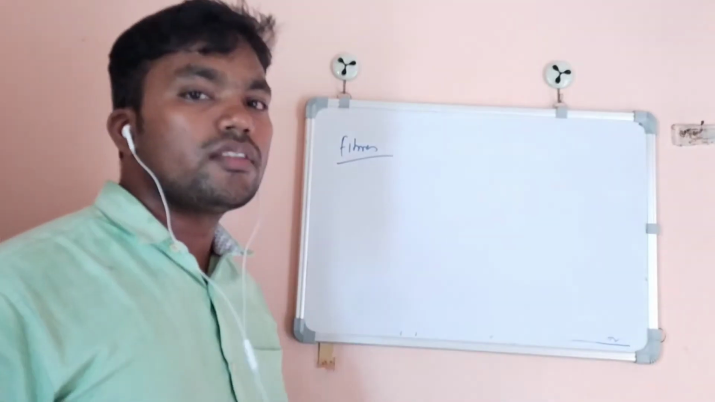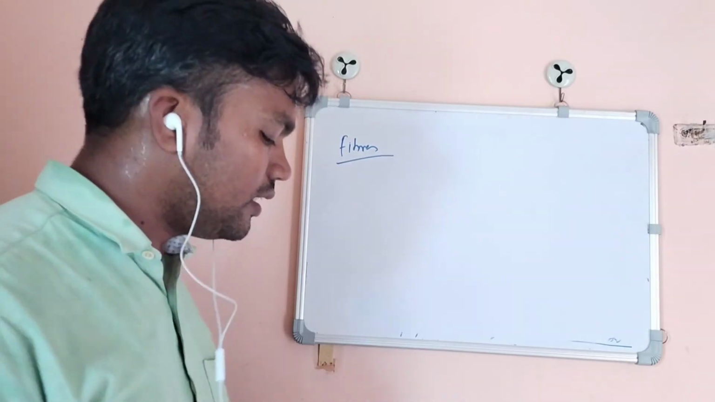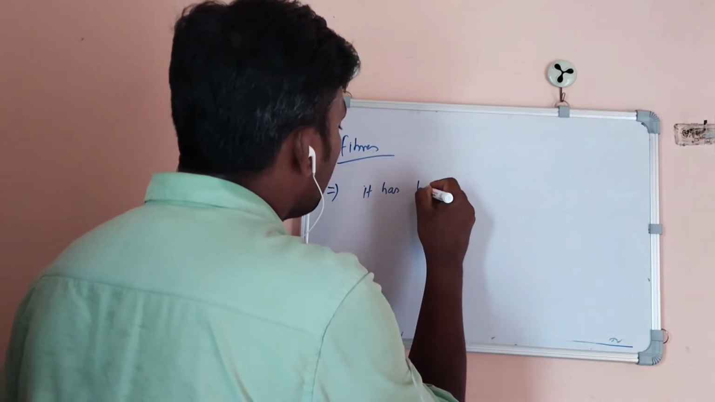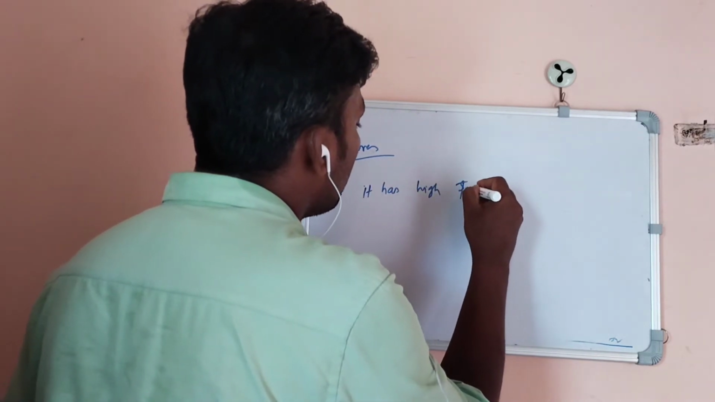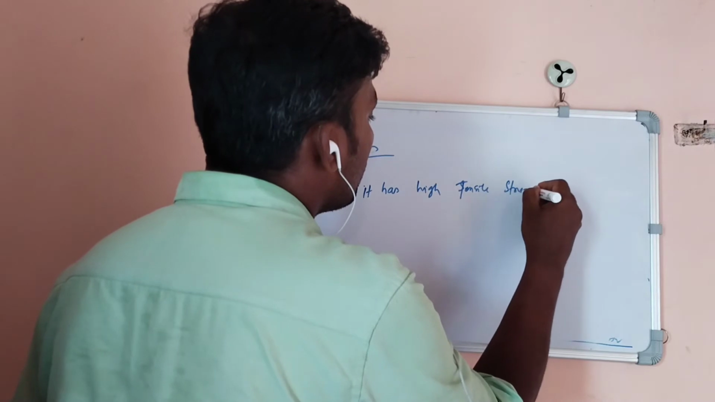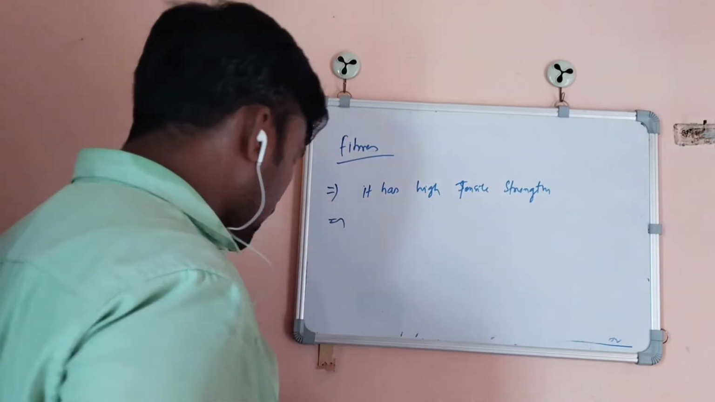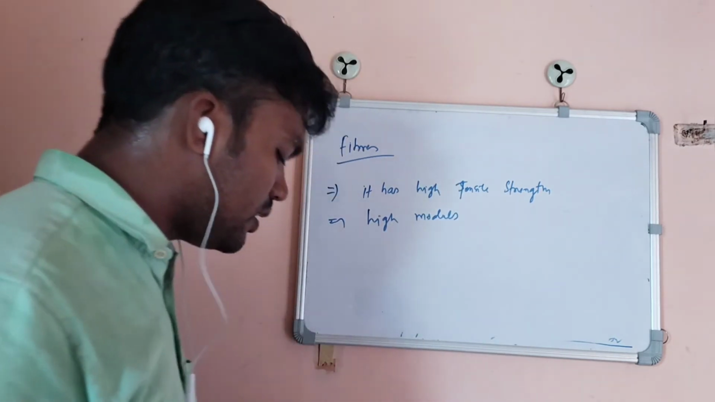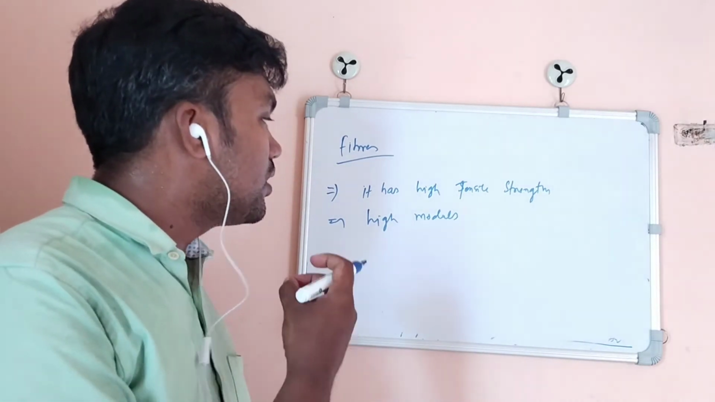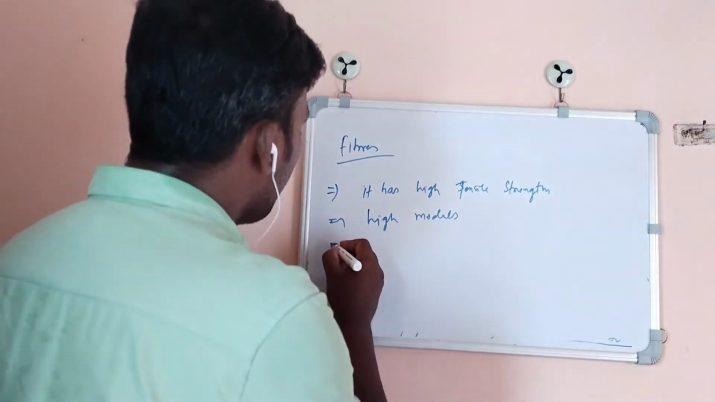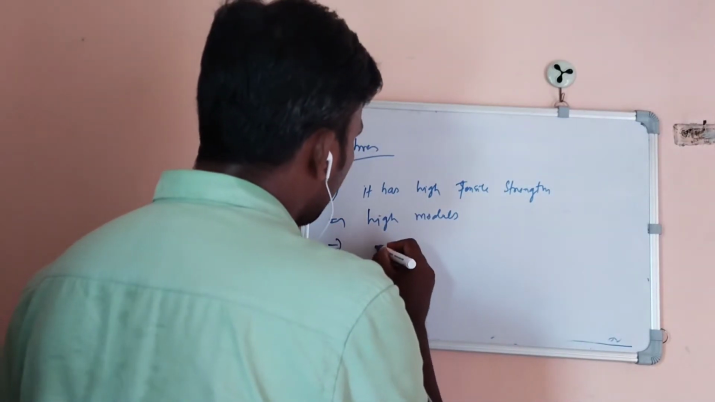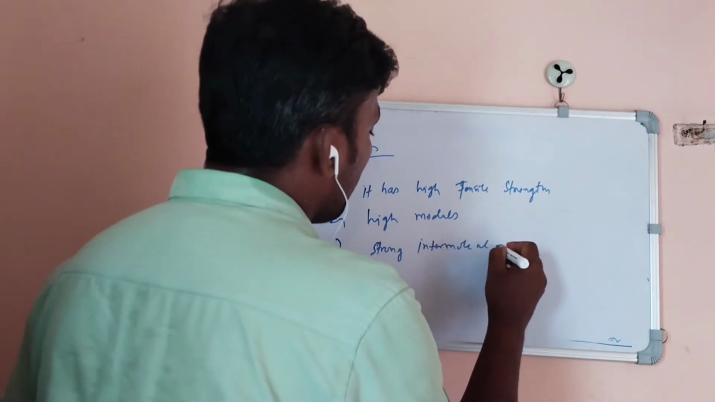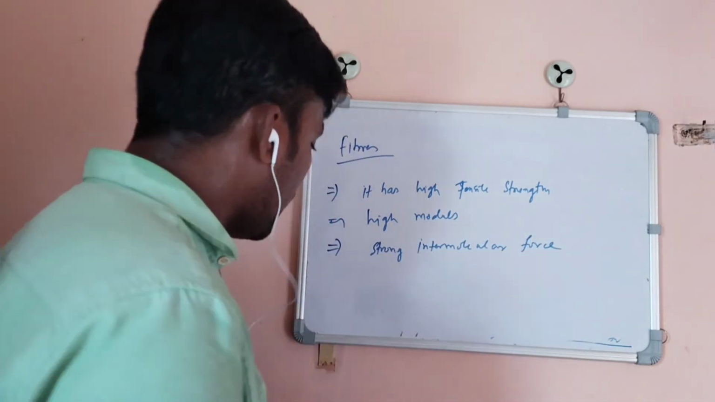These are the thread forming solids. Fibers are thread forming solids. They have high tensile strength and high modulus. These characteristic properties can be attributed to strong intermolecular forces, like hydrogen bonding.